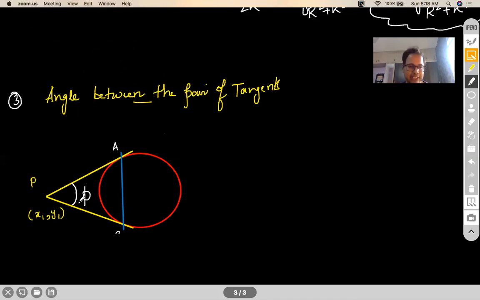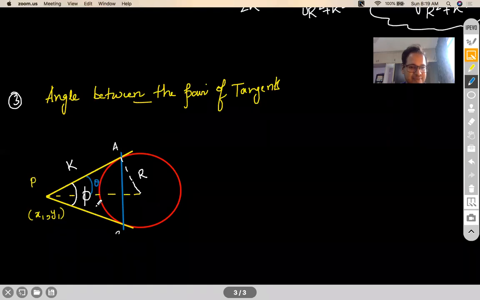Now again, use the length of the tangent, let's say k, and use the radius of the circle to give me that angle. This is a very simple exercise. You probably have already done it. Done? Everybody's done? This can be done within a blink of an eye.